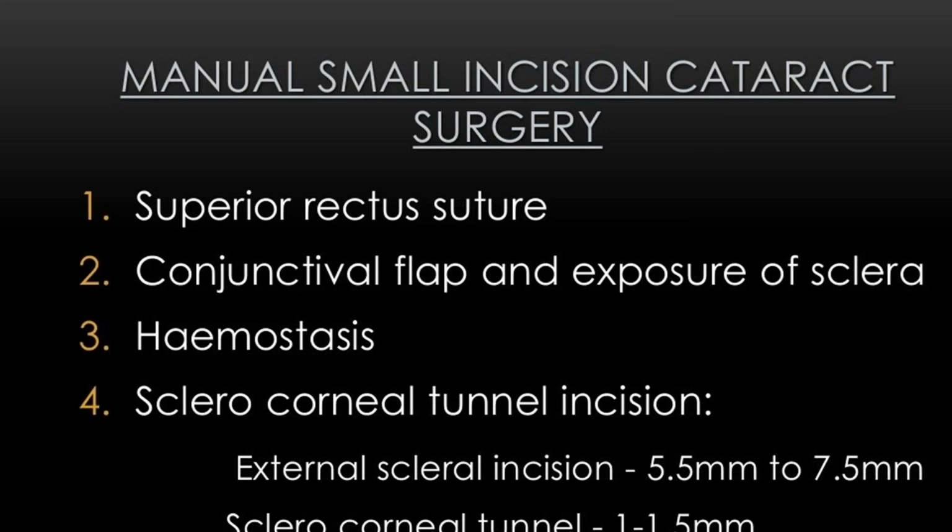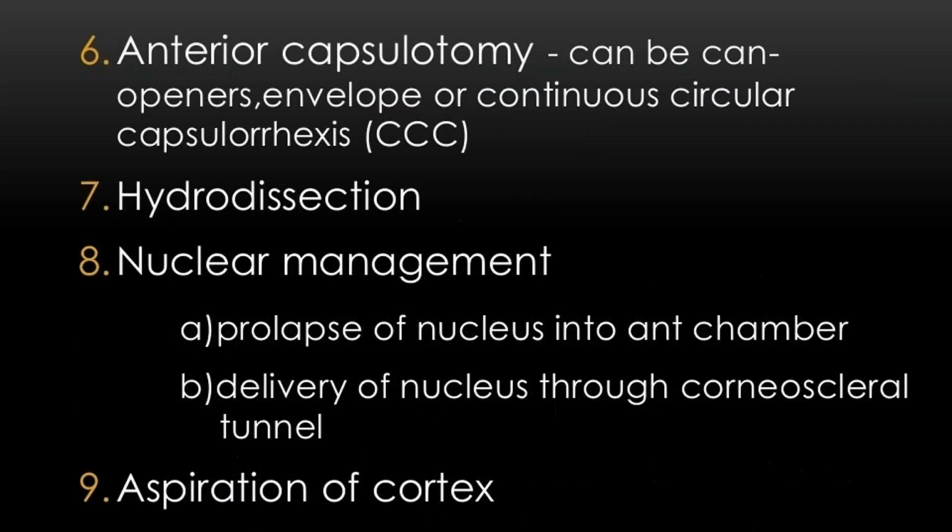Then coming to the manual small incision cataract surgery. So in SICS, which is manual SICS, the steps are predominantly the same. There's a superior rectus suture, conjunctival flap is made, and exposure of the sclera is done. Hemostasis is achieved by cautery. Then a sclerocorneal tunnel incision is made. The external scleral tunnel is 5.5 to 7.5 mm. Sclerocorneal tunnel is 1 to 1.5 mm.